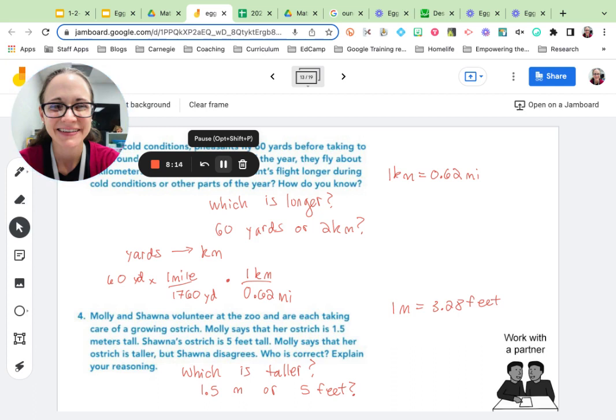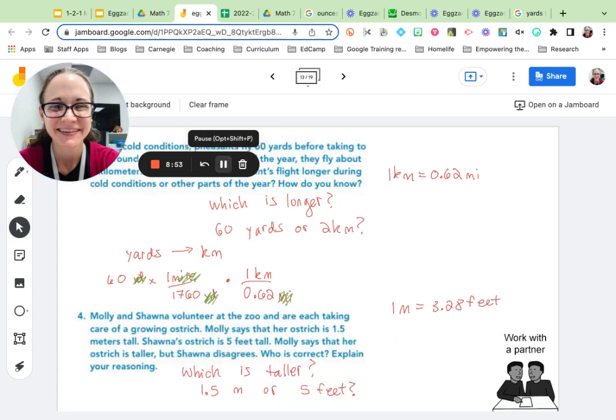Here's one way. I started with 60 yards, and I'm going to convert that to kilometers. The way I'm going to do it is by multiplying 60 times 1 over 1,760, 1 mile over 1,760 yards. Then I'm going to multiply that times 1 kilometer over 0.62 miles. Canceling out my units, this tells me that I will have my final answer not in yards, not in miles, but in kilometers.